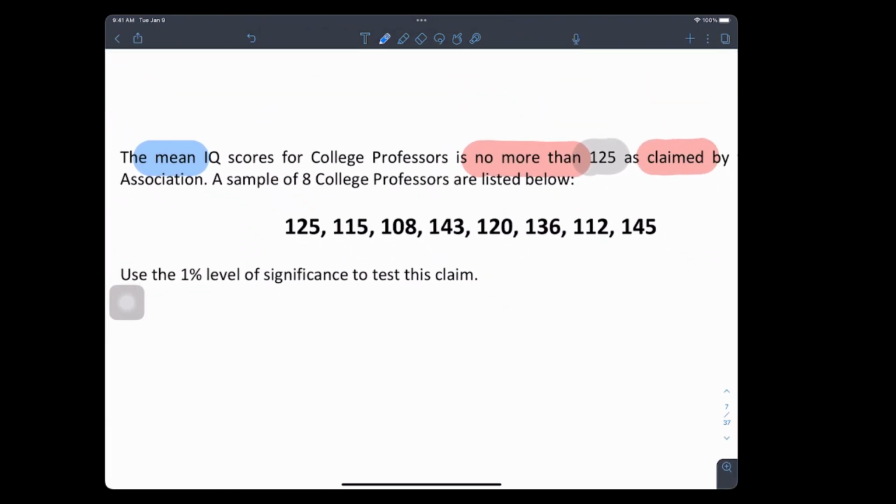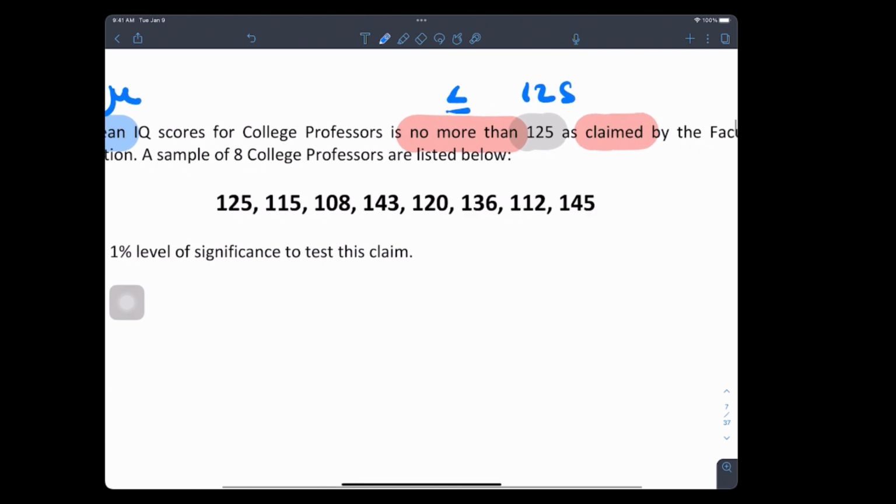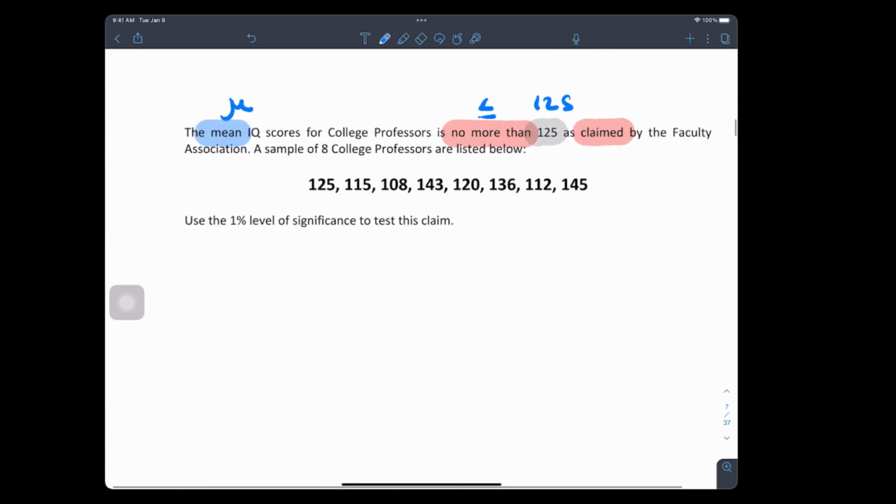Let's write this down. What parameter is the mean? Mu. What is no more than? What inequality is that? Less than or equal to 125. And isn't that the claim? Okay, so you're going to write down mu is less than or equal to 125, and that is your claim.